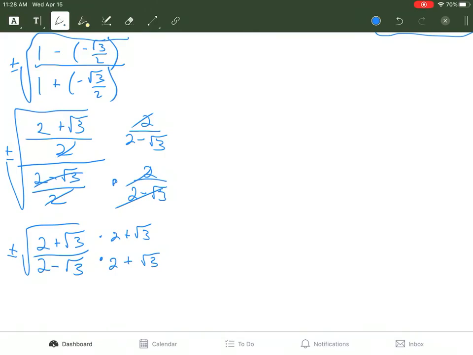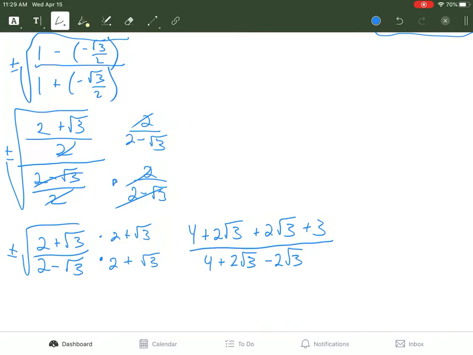So we multiply this out using the distributive property. I'm going to go across here. 2 times 2 is 4. 2 times root 3 is 2 root 3. Root 3 times 2 is 2 root 3 again. And root 3 times root 3 is 3. On the bottom, 2 times 2 is 4. 2 times root 3 is positive 2 root 3. Negative root 3 times 2 is negative 2 root 3. And negative root 3 times positive root 3 is negative 3.